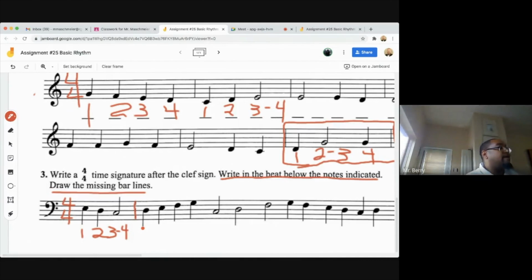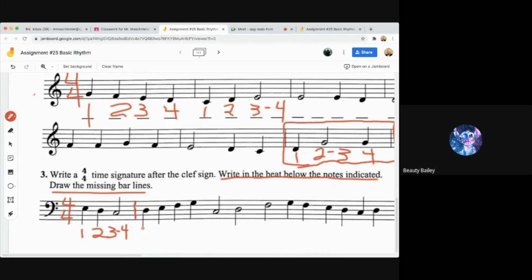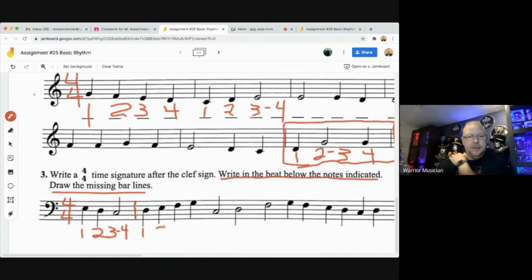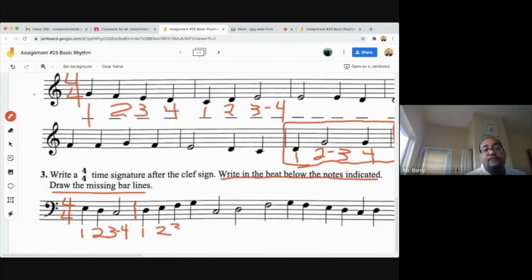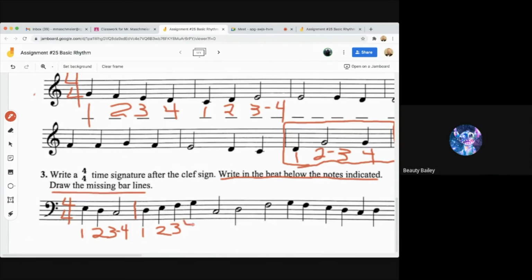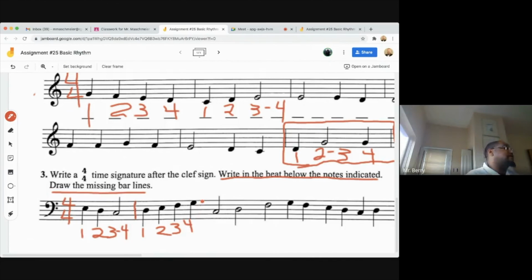Let's do one more measure. So tell us, guys, the next measure, what will we write out? 1, 2, 3, 4. There you go. And what do we draw after 4? The missing bar line. A bar line is correct, guys. Okay, so have at it. Let us know once you have completed the assignment.